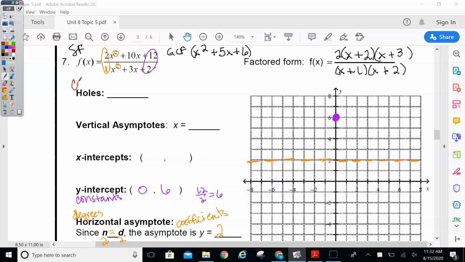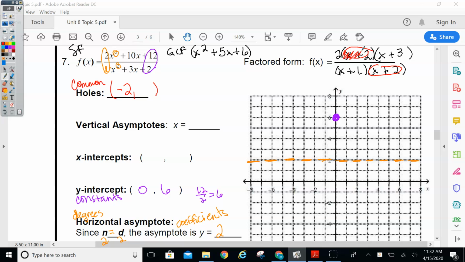Are there any common factors? Well, we have a plus 2 here and a plus 2 here. So that means the x-coordinate of the hole is -2. And this is really where you need the actual coordinate, because at -2, it's not an intercept at -2. No, it can be anywhere at -2. So to figure out exactly where, I got to plug in.